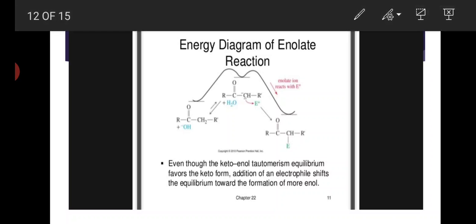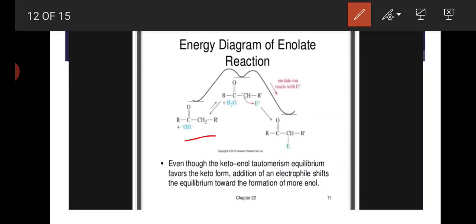Energy diagram of enolate reaction. Even though the keto-enol tautomerism equilibrium favors the keto form, addition of an electrophile shifts the equilibrium toward the formation of more enol. Here is the energy diagram of the enolate reaction.